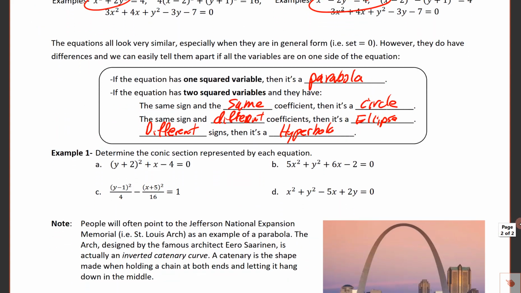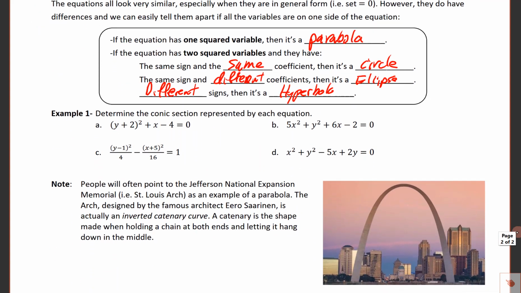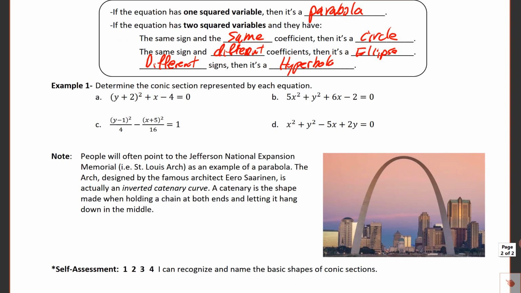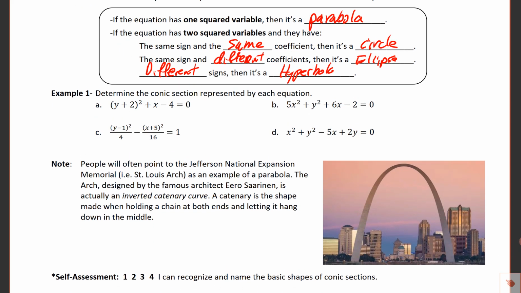So we're going to come down near the bottom here and see if we can figure out what's going on with this. Again, there's not really a homework assignment for this particular section. All we're interested in you doing is becoming familiar with the equations. So all we need to know is if there's one squared variable, it's got to be a parabola, so it's got to be shaped like this. If it's got two squared variables, then it's got to be either a circle, ellipse, or hyperbola, and here's how we tell.